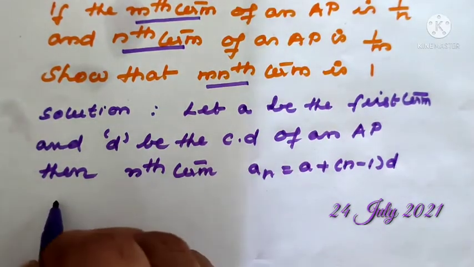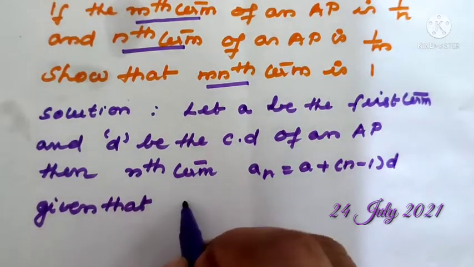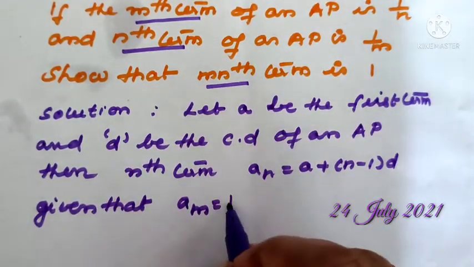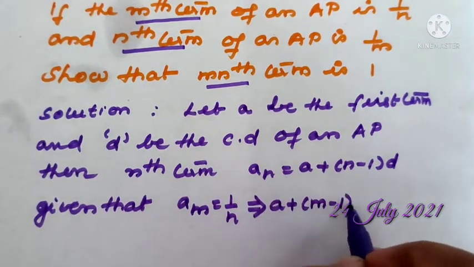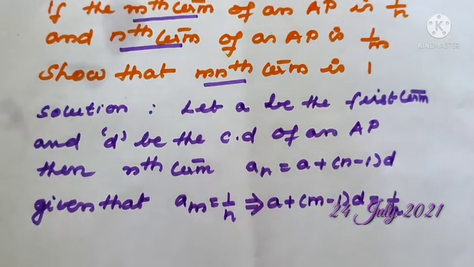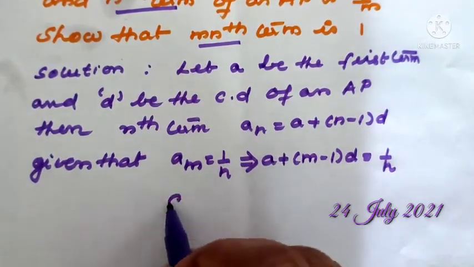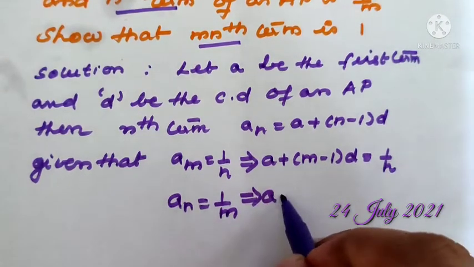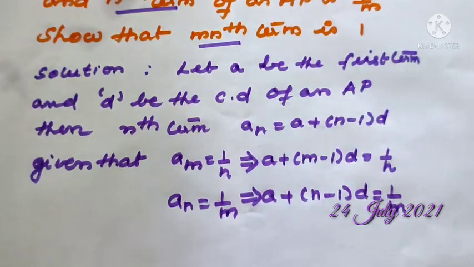Now what is given? Given that the mth term am is 1 by n, implies a plus m minus 1 into d equal to 1 by n. Right? Now what is the next step? The nth term is already given, we have the formula. So 1 by m it is. So a plus n minus 1 into d equal to 1 by m.